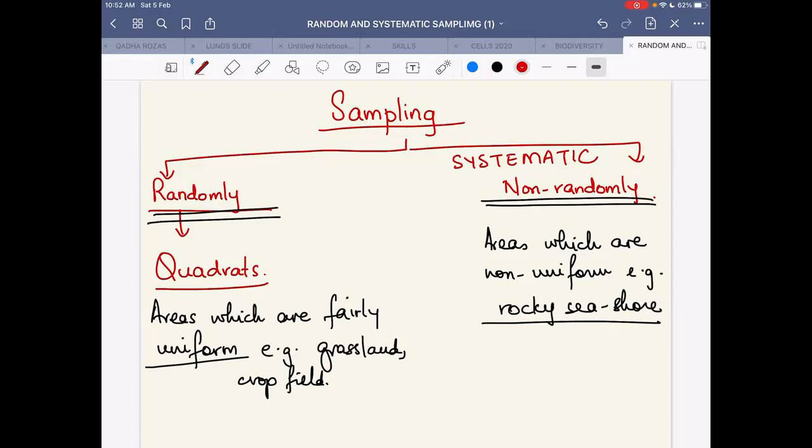How do we do systematic sampling? We'll do it some other day. But one thing is for sure: systematic sampling is done for areas which are non-uniform. In random sampling, we used quadrats. In systematic sampling, we use something else. I won't go into detail now, I'm just telling you the name. We use transects. Just as the quadrat was a tool we threw onto the field to count, similarly in non-random or systematic sampling, we'll be using transects.